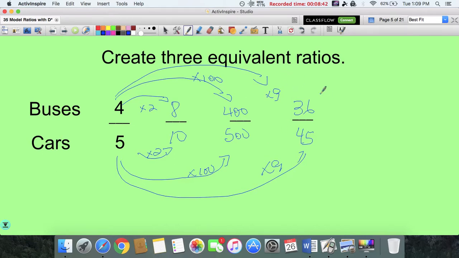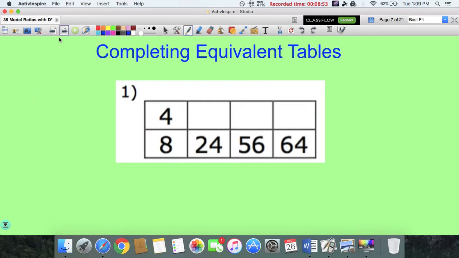So if you had a quiz and you got 36 out of 45, or you had a test and you got 400 out of 500, you just got the same grade. They're all equivalent. A lot of the things that we need to know how to do is completing tables and finding relationships between ratios.